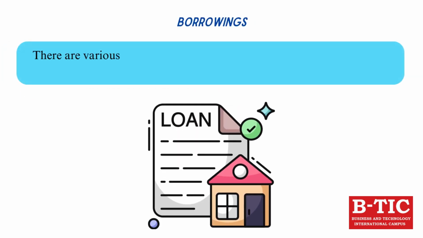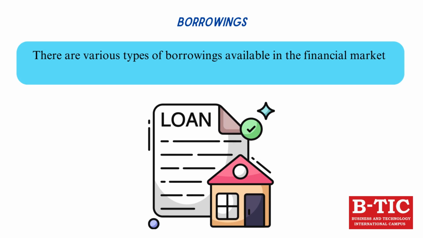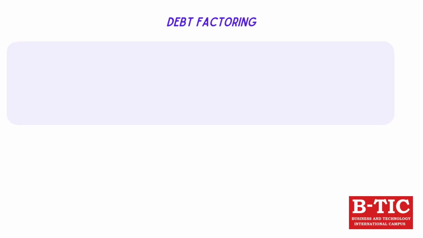Borrowing. There are various types of borrowings available in the financial market, such as term loans and loan stocks. Term loans are offered by financial institutions and banks. The terms and conditions related to these loans can be negotiated according to the requirements of the business.